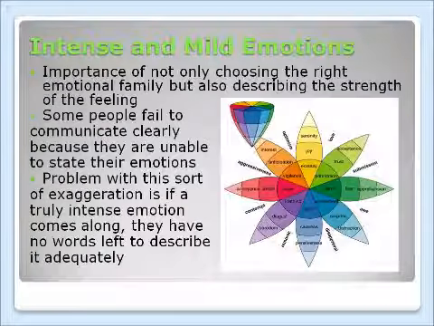Another type of emotion we are going to cover is intense and mild emotions. In the picture, you can see a cone-shaped diagram in the top left corner. Each vertical slice of the diagram represents the range of primary emotions from mildest to most intense state. There is an importance of not only choosing the right emotional family, but also describing the strength of the feeling. Some people fail to communicate clearly because they are unable to state their emotions, so they fail to let others know how strongly they feel.